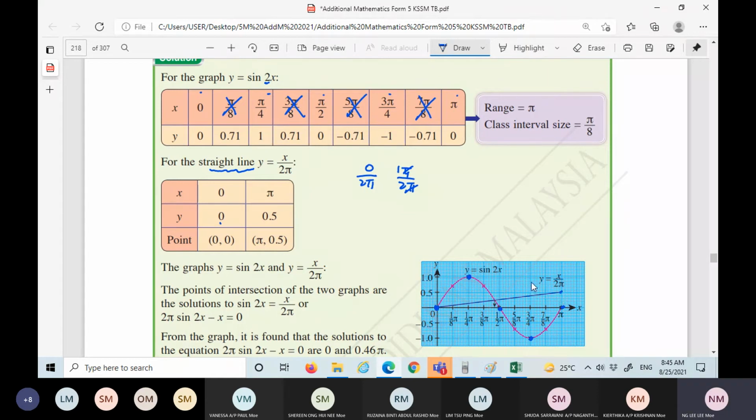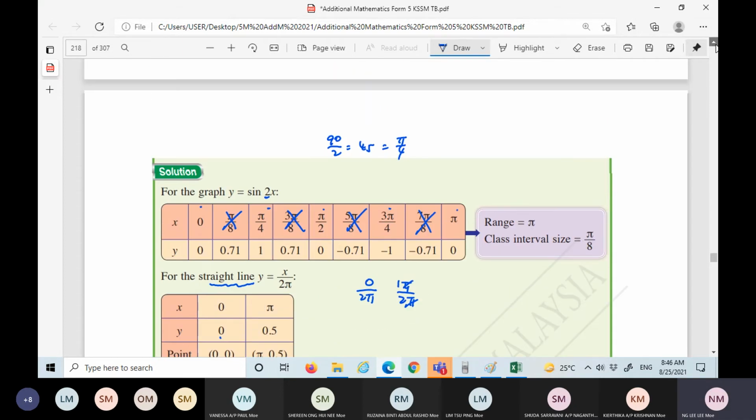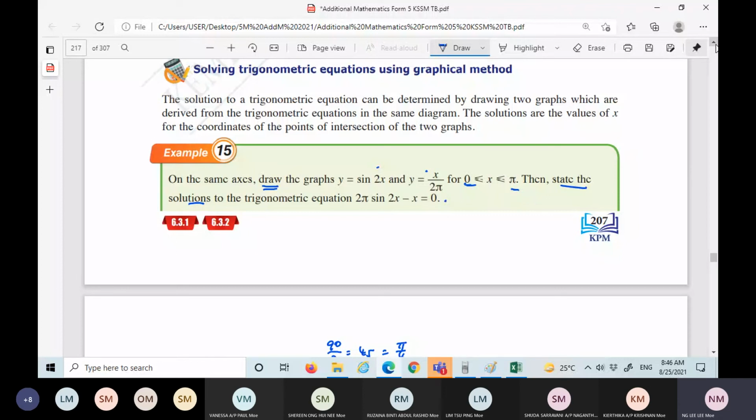Okay, so I have done for the part A, is it? Oh, no part A. This is the first part. Sorry. So I have done the drawing part. Then you have to state the solution to the trigonometric equation. What is the relation between this equation and the two graphs?